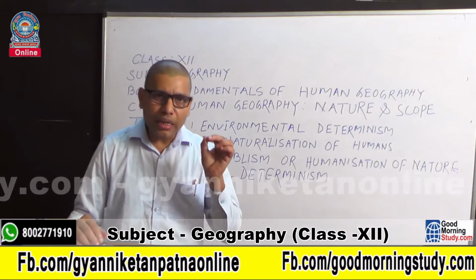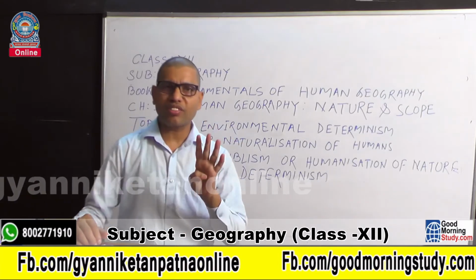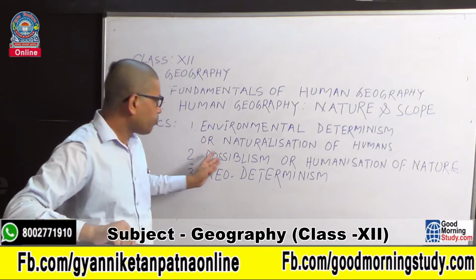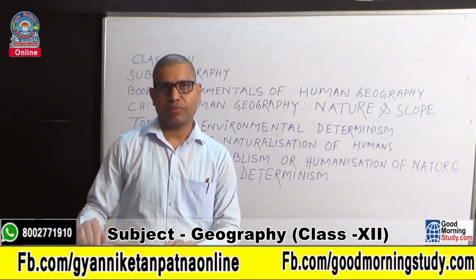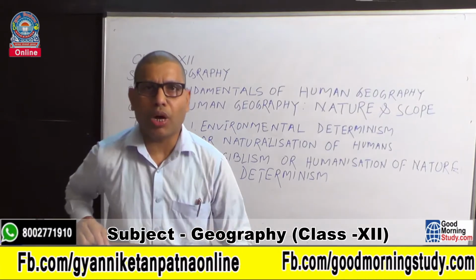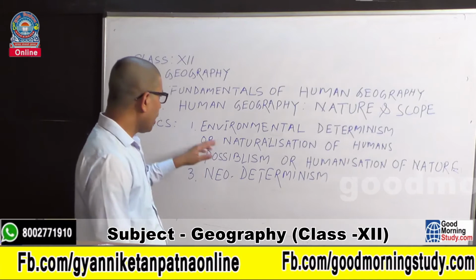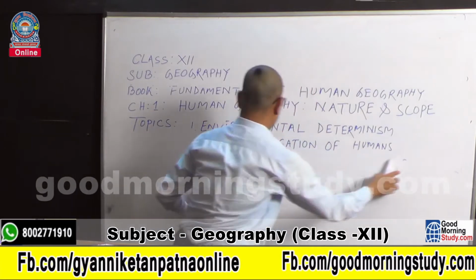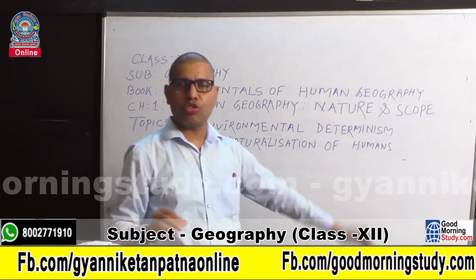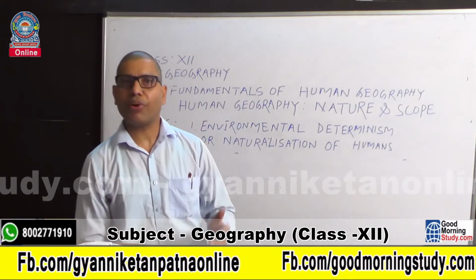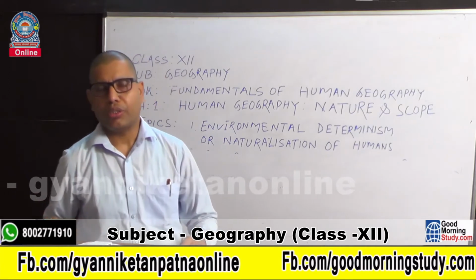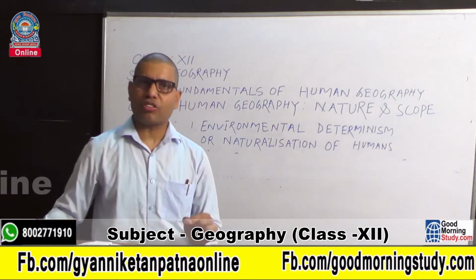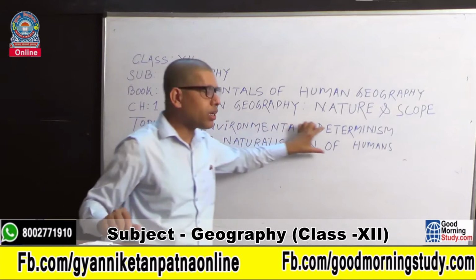With the interactions of nature, there are three concepts in human geography. They are environmental determinism, possibilism and neo-determinism. Let us understand them one by one. Let us first understand environmental determinism, or naturalization of humans. Geographers like Immanuel Kant, Alexander von Humboldt, Karl Ritter, Ratzel, and many more were the supporters of this concept of environmental determinism.